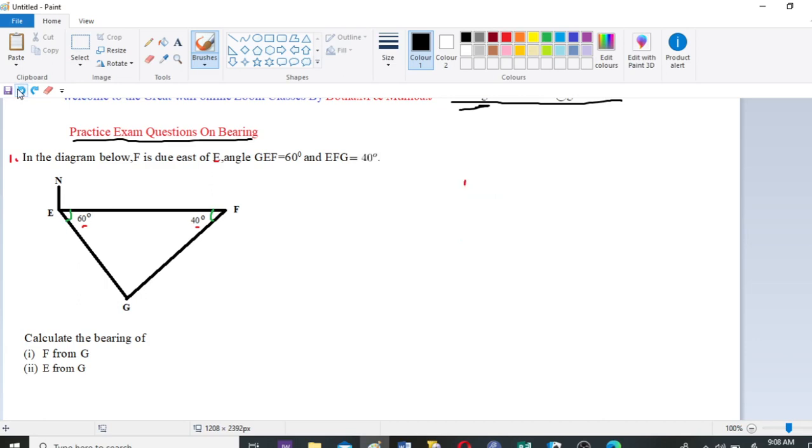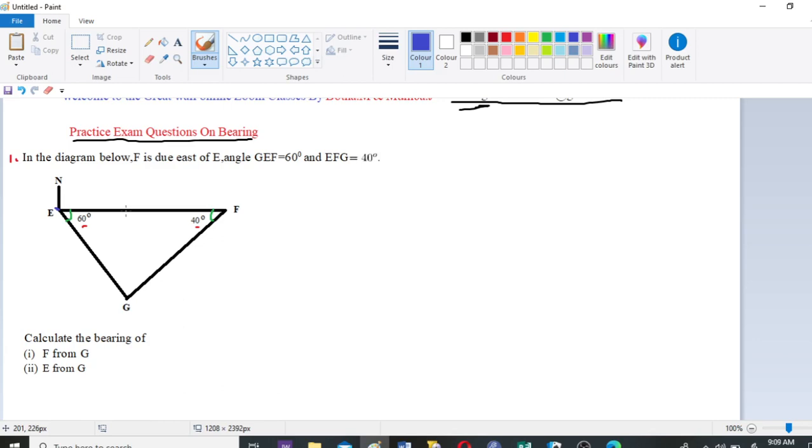On the diagram, we're told F is due east of E. Look at where E is. E is here, right? So where is F? F is this side, which means E and F are on the same horizontal line, a straight line.